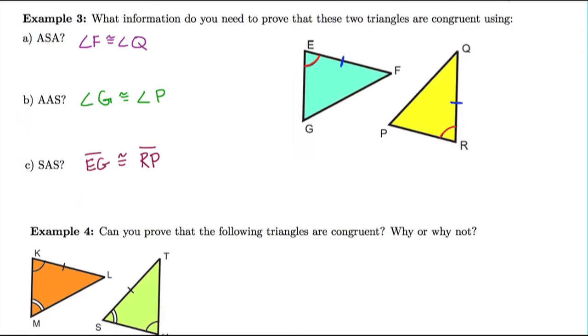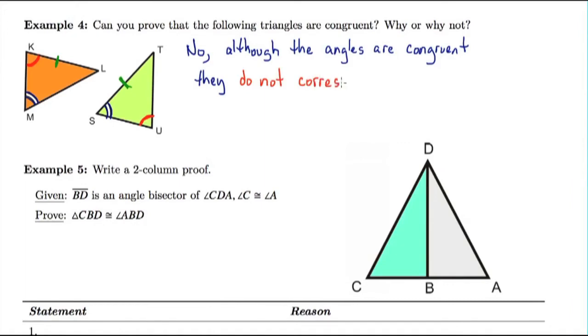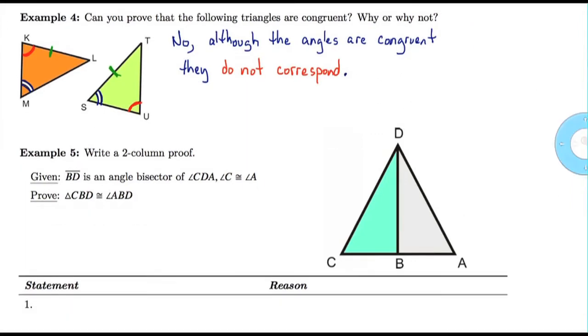Example 4, can you prove that the following triangles are congruent, why or why not? Okay, so look, we've got two congruent angles and a congruent side. The problem here is that the congruent angles are not corresponding. They're in a different order. So no, although the angles are congruent, they do not correspond, and therefore we can't prove that these triangles are congruent.